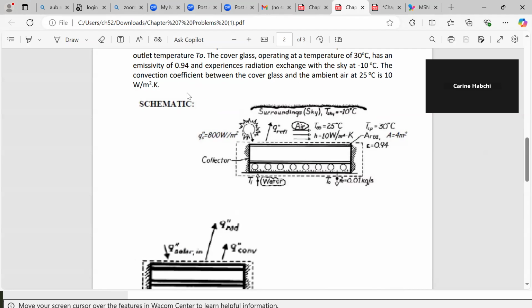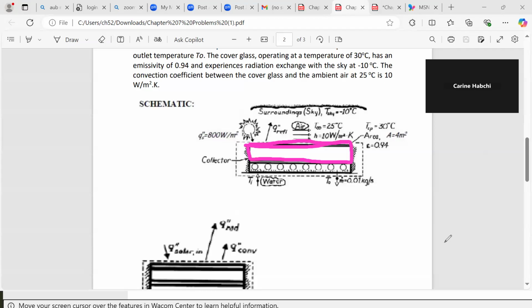Now, what will happen actually? First, this is my solar panel. If I take as control volume just this part of my system, I have heat exchange between this part and the water in the ducts.